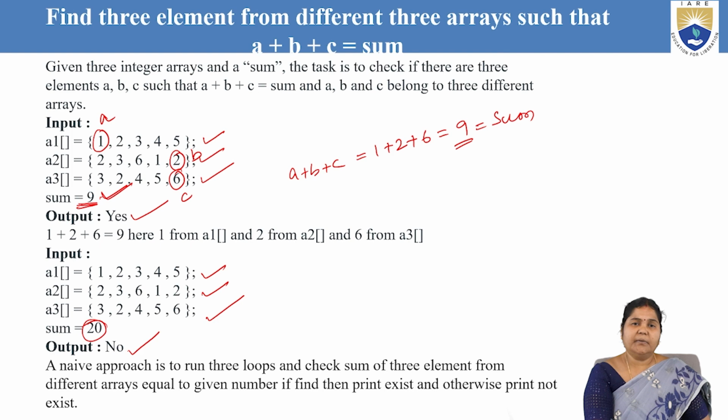So, what is the naive approach or brute force approach? A naive approach is to run 3 different loops and check the sum of those 3 elements from 3 different arrays, which is equal to the given number. If found, then print it exists or yes. Otherwise, print not exist or no. So, in the naive approach, you have to run 3 different loops, take each element, produce their sum and compare it with the sum. If it is the same, then print yes, otherwise print no. Let us see how to write the code using the naive approach.